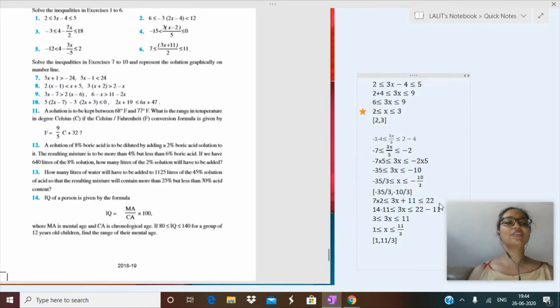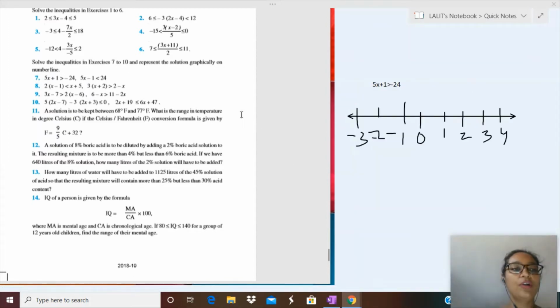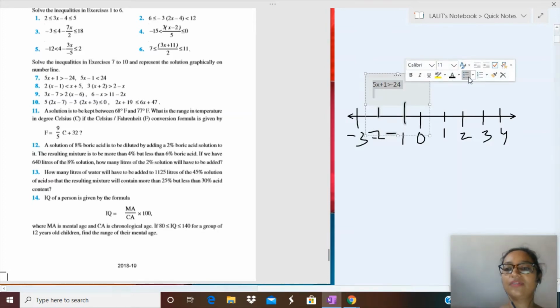Now, if you read the question from question number 7 to 10 onwards, what it says, solve the inequalities and represent the solution graphically on the number line. And you can observe we have a comma between the first and second inequalities. So moving on to question number 7, the question says we have to solve it graphically on the number line. So I have drawn a number line over here.